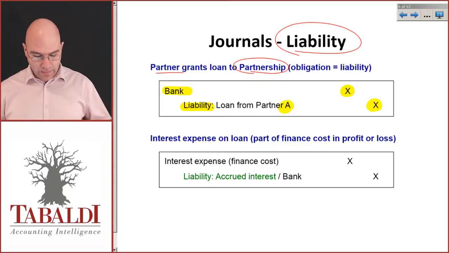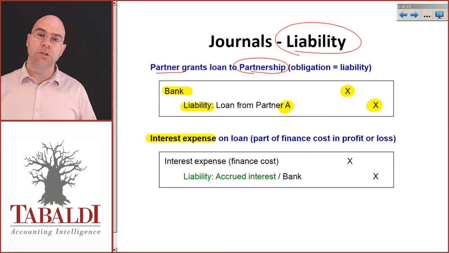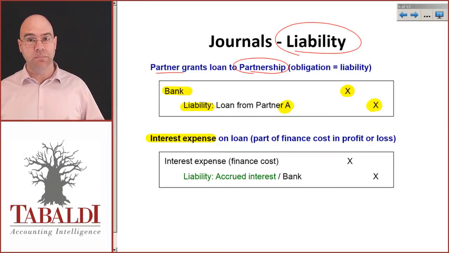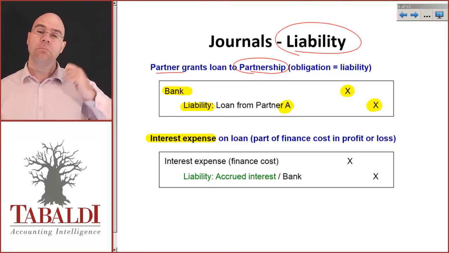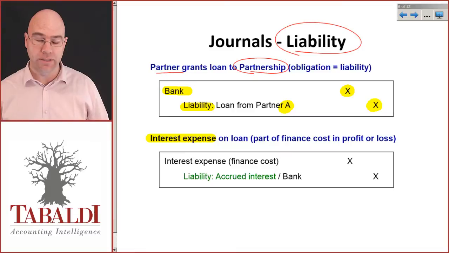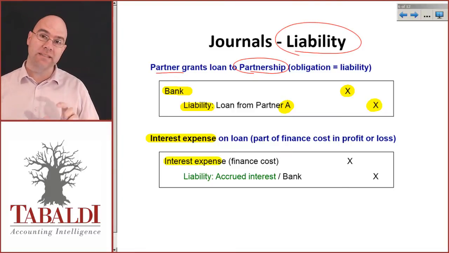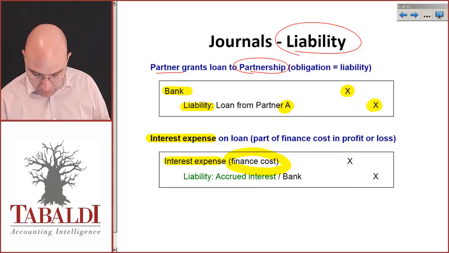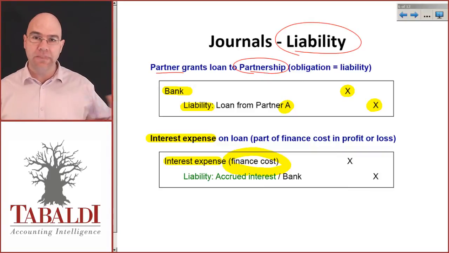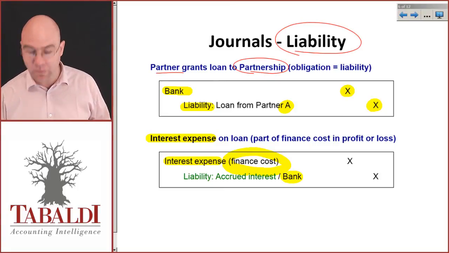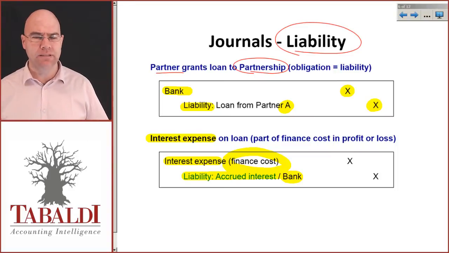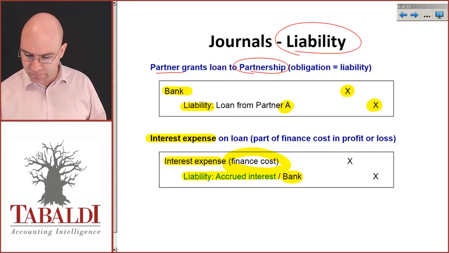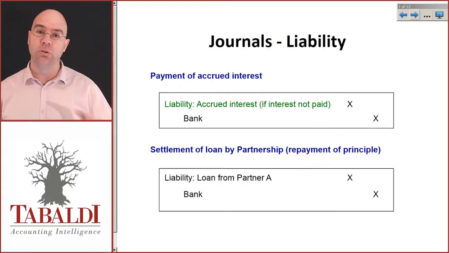Nice and easy. Then interest is going to accrue on this loan, and it's an interest expense because we've borrowed money from the partner. We, as the partnership, must pay interest to the partner. So that will go debit interest expense. As I said a few moments ago, that will be in profit and loss under finance cost. Nothing to do with the appropriation account, please. Then either we will pay the interest straight away, credit bank, or we will have to accrue the interest, which is a liability. That's a payable.